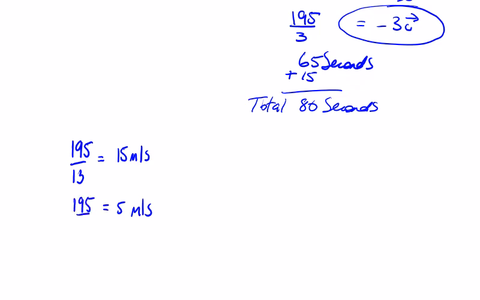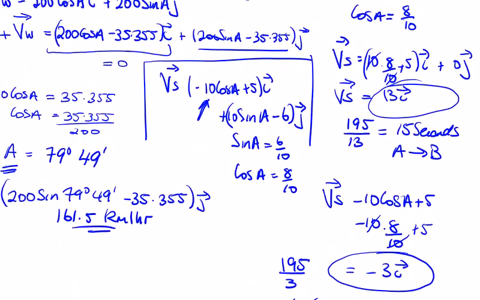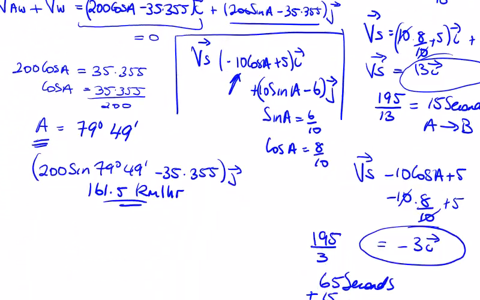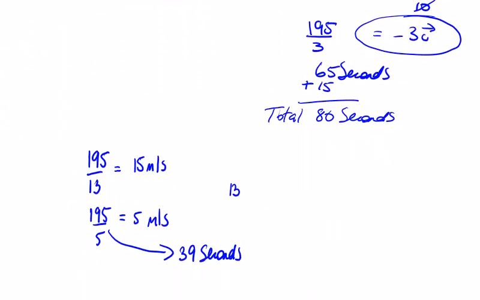So 195 divided by my 5 is going to give me 39 seconds. So I have 13. What's the question asked me? How long will it take to go from B to A? Okay, we have it there. We have our 39 seconds.